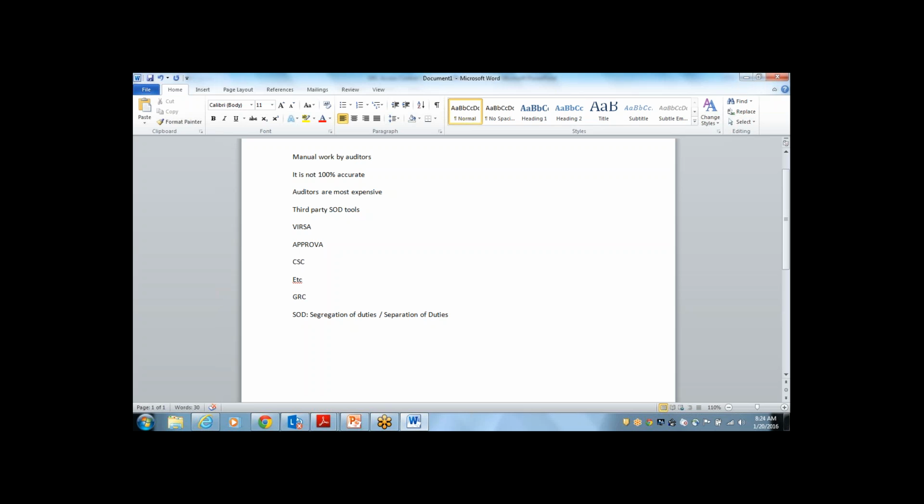SOD is the heart of SAP security, as you know. SAP GRC also works based on this SOD concept. There are so many examples of SODs. Even if you take the recruitment process, for example, just to understand how important SOD really is.